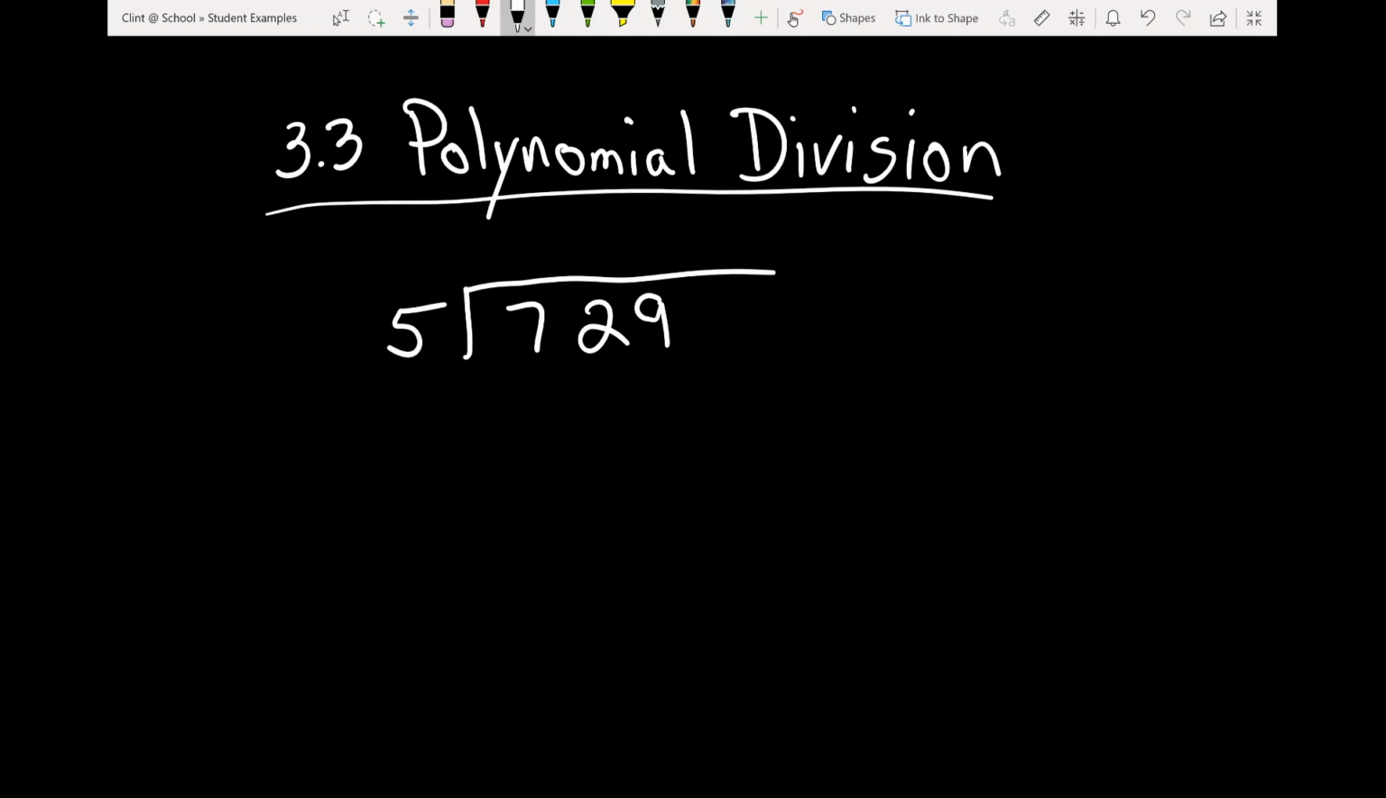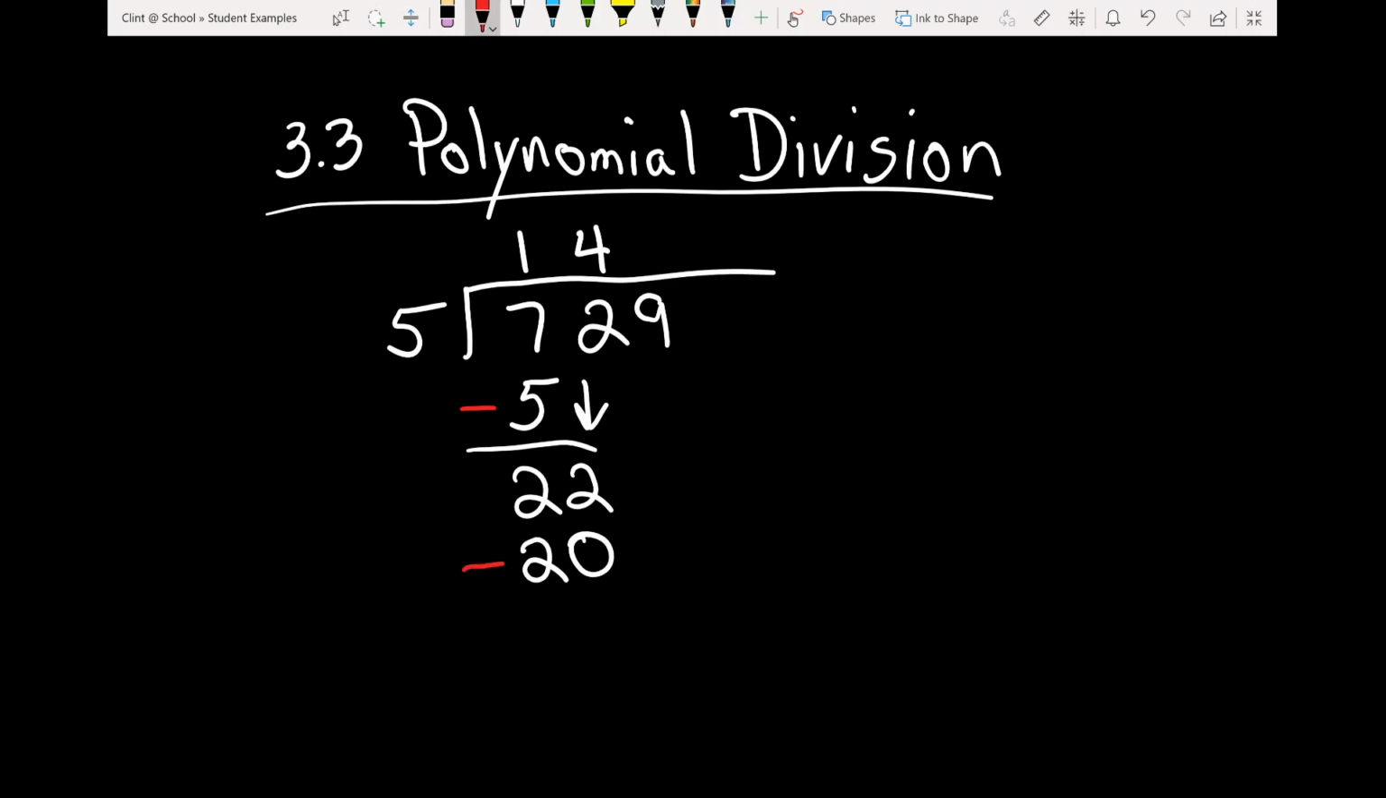Okay, so the way we would do this is the same way we're going to do this with polynomials. It just looks a little different. So here we would say that 5 will go into 7 one time, and then 1 times 5 is 5. Okay. Then we want to subtract that 5. So 7 minus 5 will give us 2. And then we bring down our next digit. So now we're looking to see how many times 5 will go into 22. So 5 will go into 22 4 times. 4 times 5 is 20.